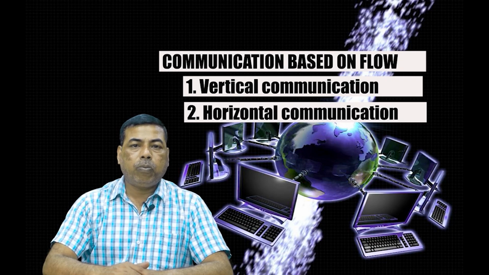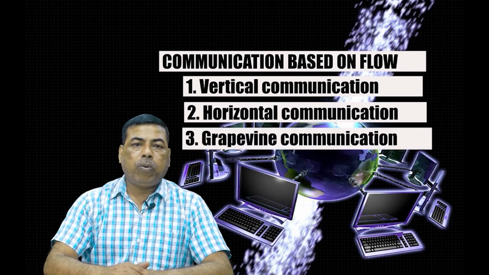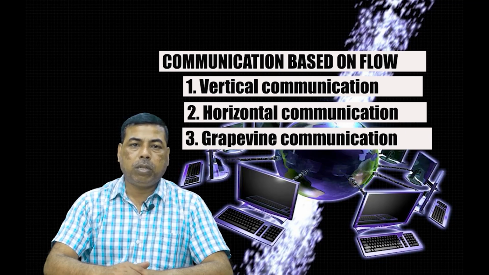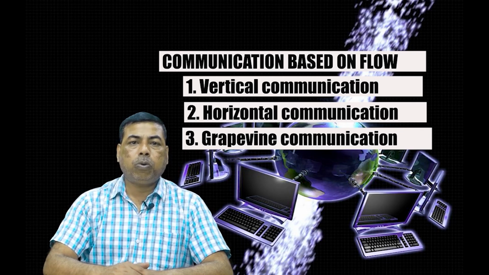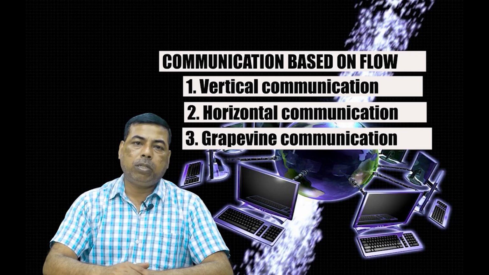Number C, grapevine communication. Grapevine communication refers to the informal and unofficial communication network that exists within an organization. It consists of information, conversation, rumors, and gossip that spread among employees outside of formal channels. The grapevine communication network often emerges spontaneously and operates parallel to formal communication channels.